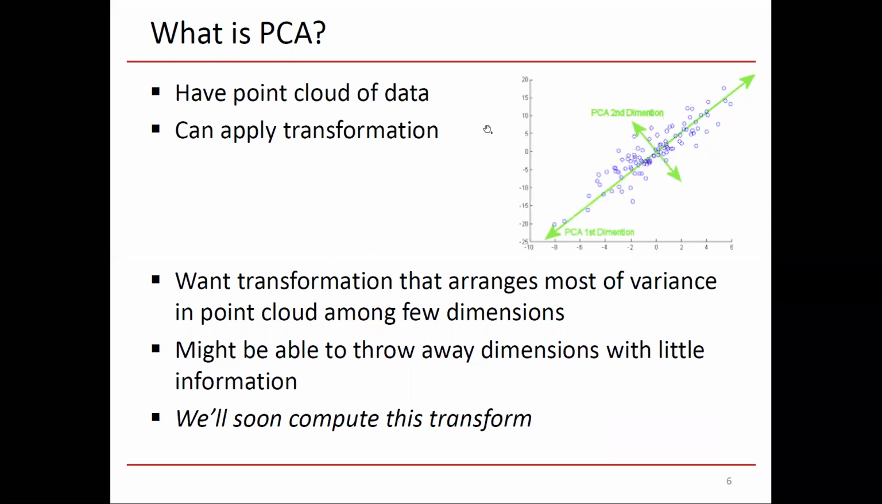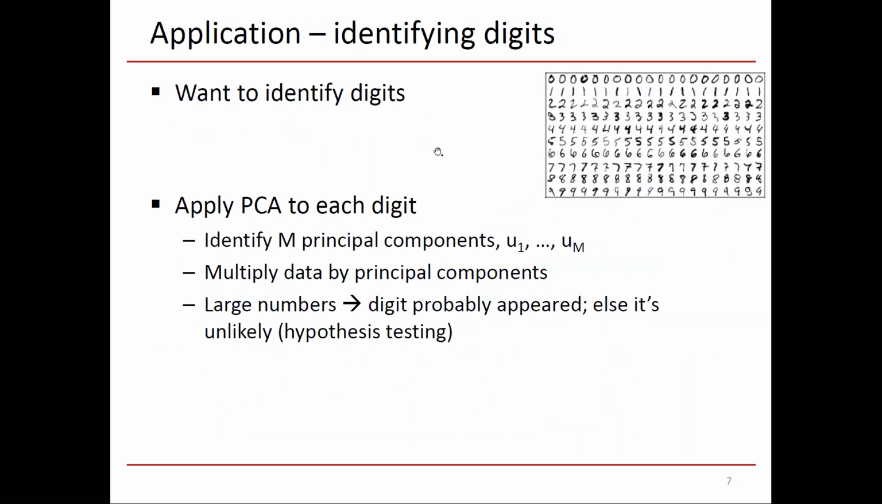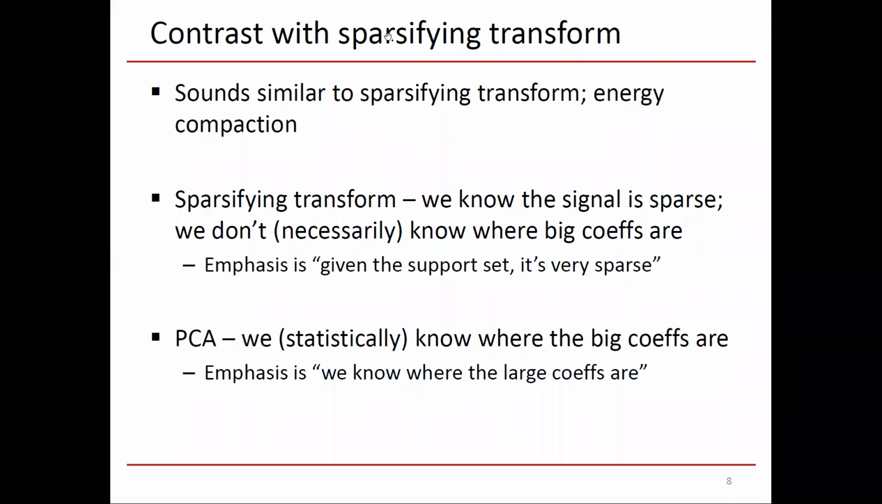Okay, so this does seem similar to a sparsifying transform, but let's contrast it to a sparsifying transform. The similarity is that there's energy compaction. In the sparsifying transform case, we know that the signal is sparse. We don't necessarily know where the large coefficients are. Possibly in an image, we know that the low frequency wavelet coefficients will often contain much of the energy. But in other applications for other types of signals, we may not know much, if anything, about where the large coefficients are. And therefore, intuitively, the emphasis is on, given the support set, given the locations of the large ones, we know that it's very sparse.